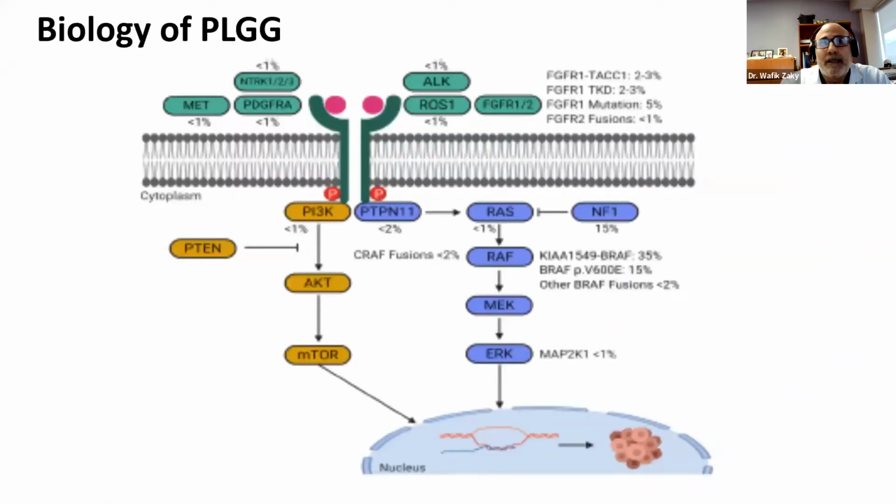This is the underlying biology of pediatric low-grade glioma. The MAP kinase pathway is the main driving pathway, but the AKT pathway is also activated, and they crosstalk. There are different mutations and alterations, as we talked about earlier, including BRAF fusion, which is the most common, BRAF mutation, and NF1. Also some translocations like FGFR and NTRK, which we'll discuss briefly.